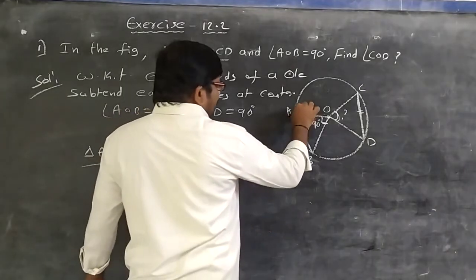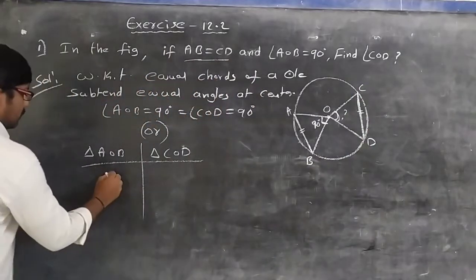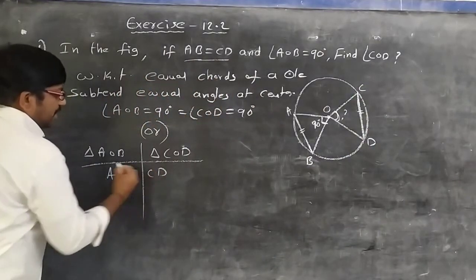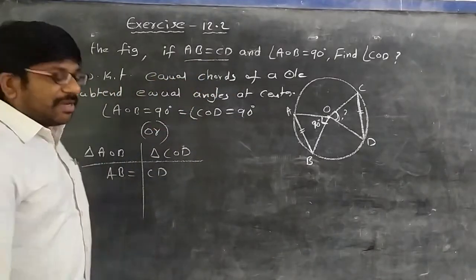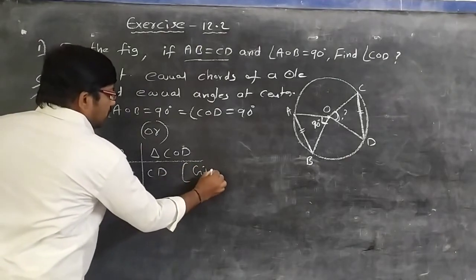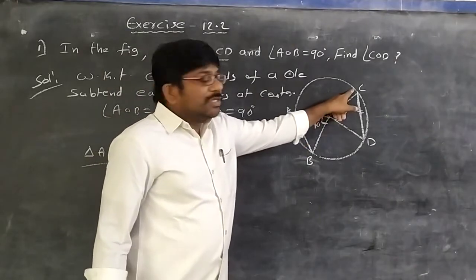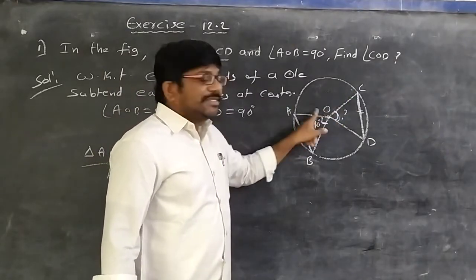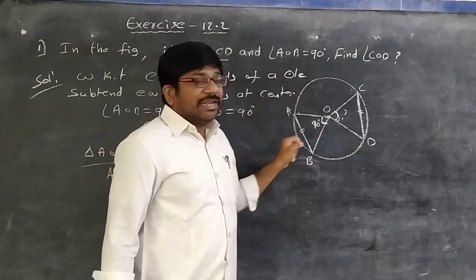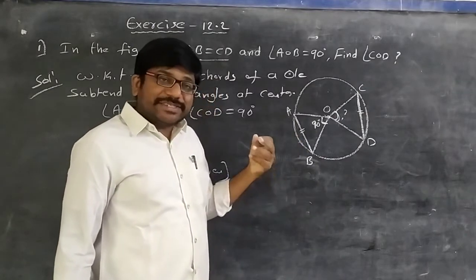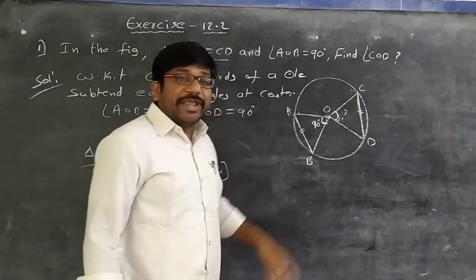Compare their corresponding parts. The first, AB is equal to CD. Why? In the problem they have given that AB is equal to CD, that is given, right? And the next, OA is equal to OC. What about this? They are radii in the same circle. OA is a radius, OC also a radius. In any circle, the radius is the same, right? So OA equal to OC and OB equal to OD. Radii in the same circle.